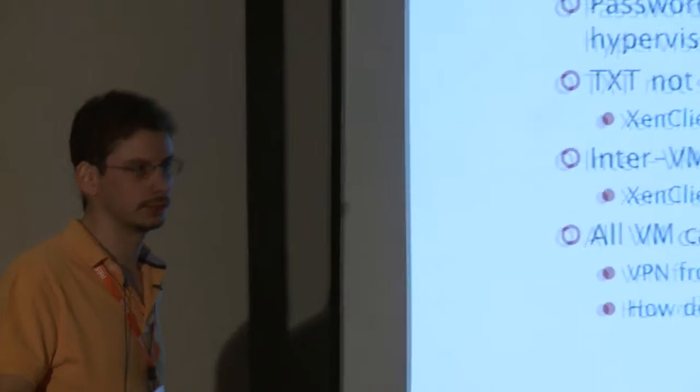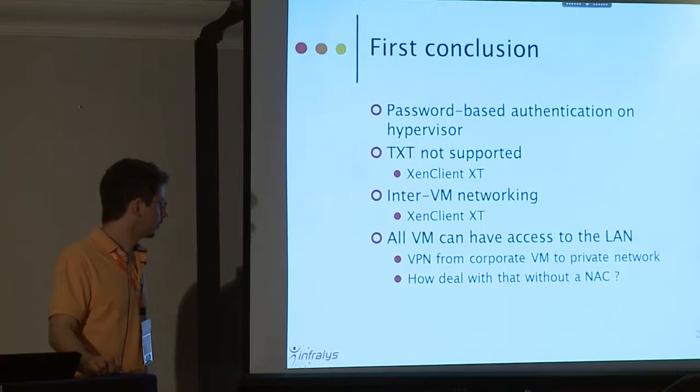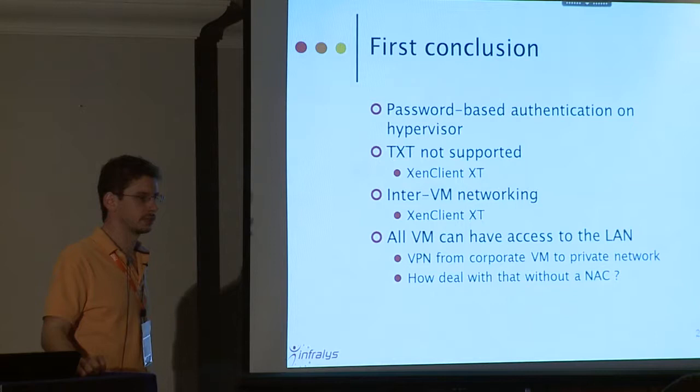Another thing is the TXT support. It's only available for XenClient XT, but again, to get XenClient XT, it's pretty hard. We tried very hard, and we didn't succeed to get it. And there are also some issues with the isolation of the VMs. The only one capable of this is XenClient XT, but again, it's not that easy to get it. And I will show you later on with a little demo. It's very easy to hack the system and see all the network flow within the hypervisor.